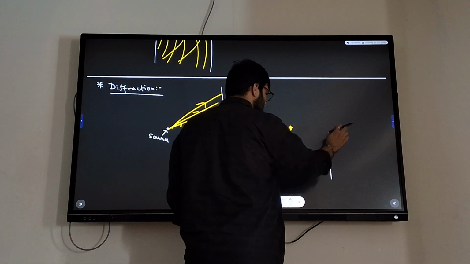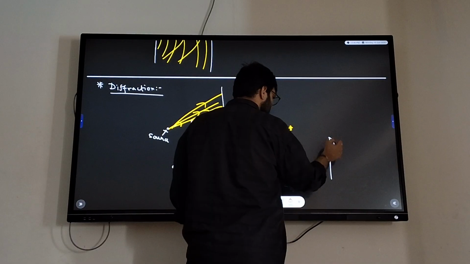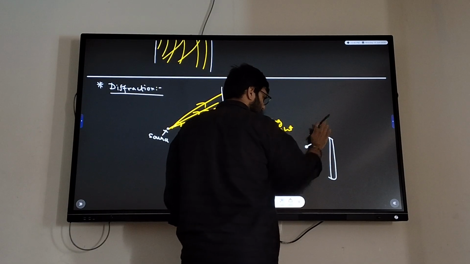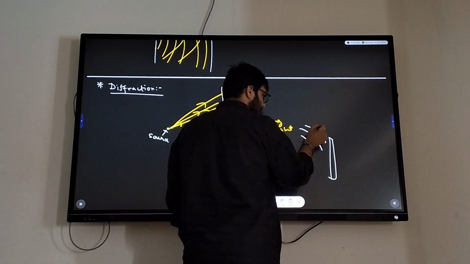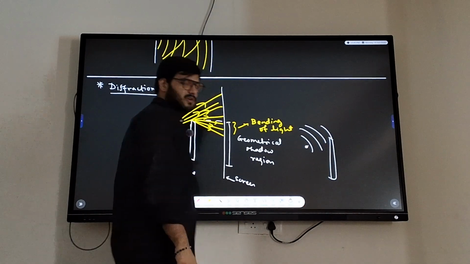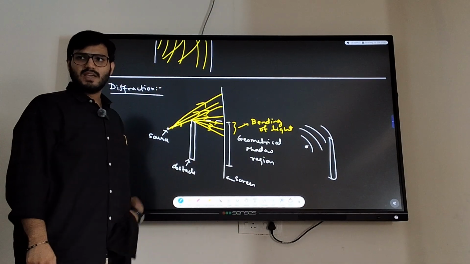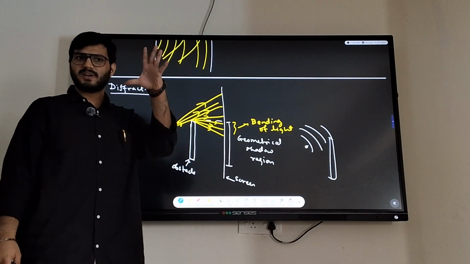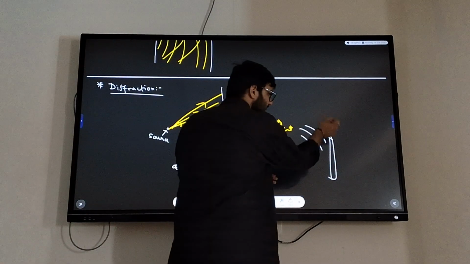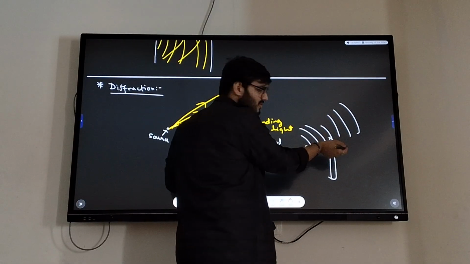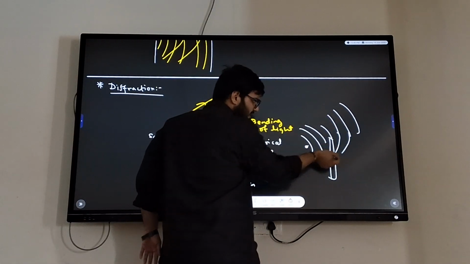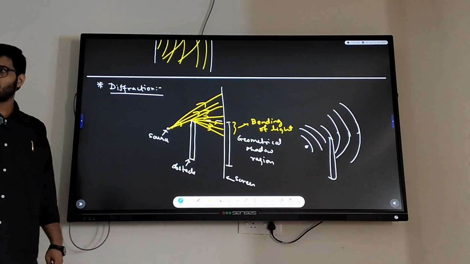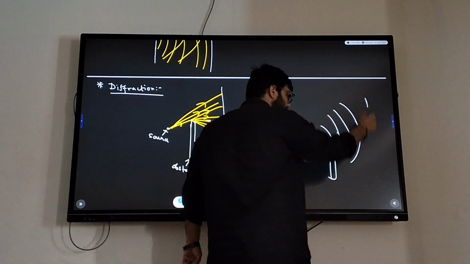I have a sharp edge, and the edge is like this, and now my source of light gives off wavefronts. Wavefronts come here. Then what happens? Each line on the wavefront acts like a source, giving off waves in all possible directions. Will it only give off waves like this? No, obviously not. It will give off waves like this.